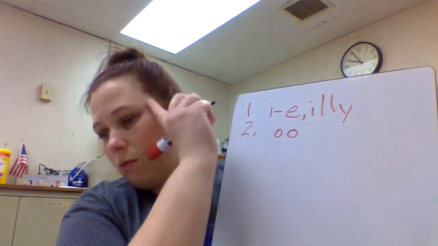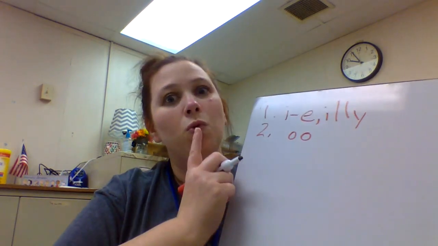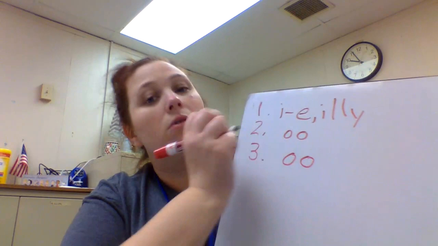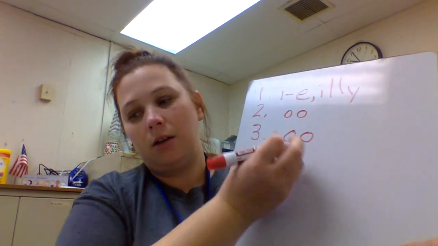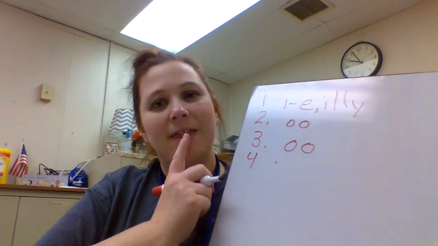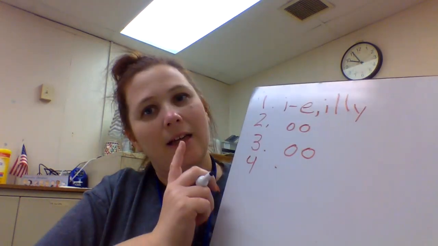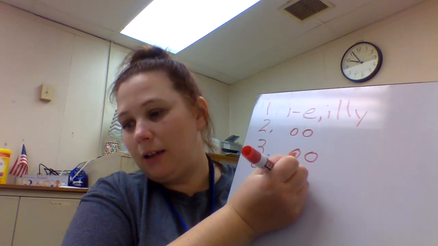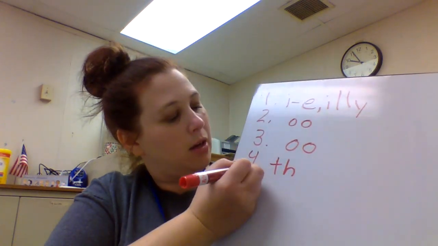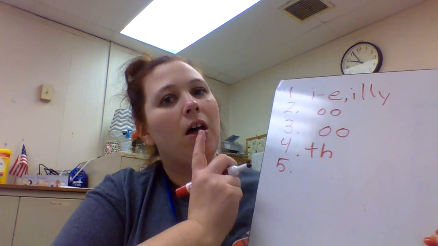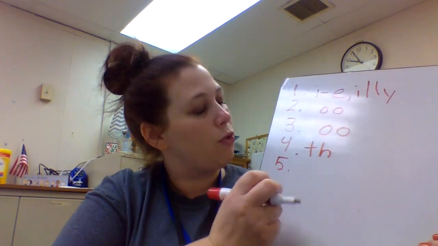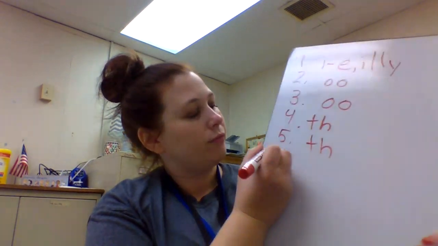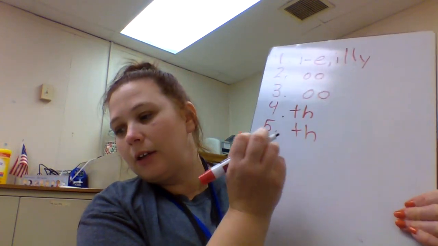that is O-O. And then what about oo, like in tooth? That is also O-O. Number 4, th, like in these. That is T-H. And then th, like in tooth, tooth. That is also T-H. Number 6, y.